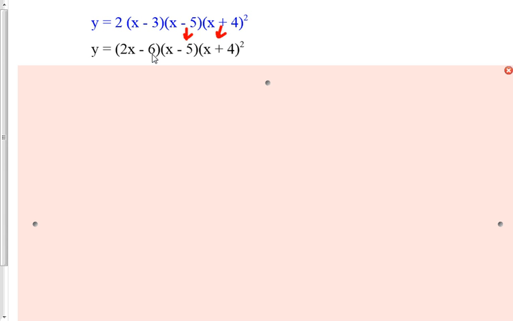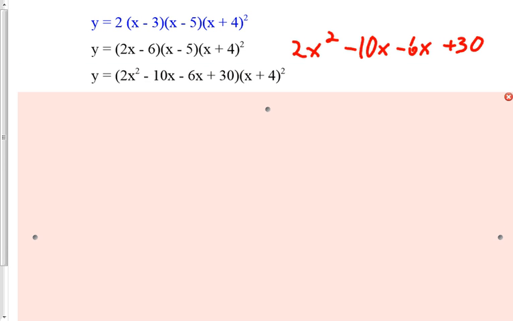The next step I would like to do is to FOIL 2x minus 6 and x minus 5. Well, 2x times x is 2x squared. 2x times negative 5 is negative 10x. Negative 6 times x is negative 6x. And negative 6 times negative 5 is positive 30. So if I were going to go down to my next step, I find that this is true.